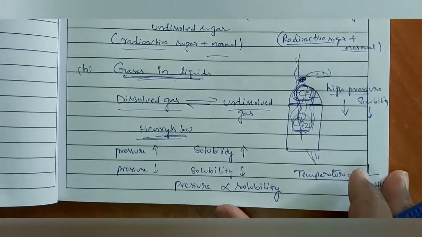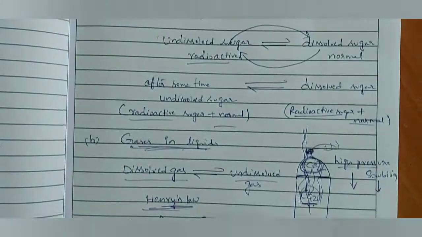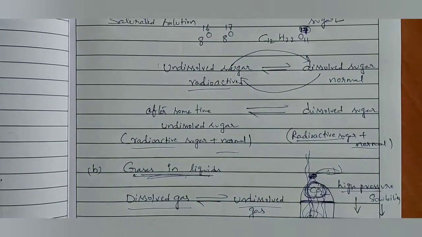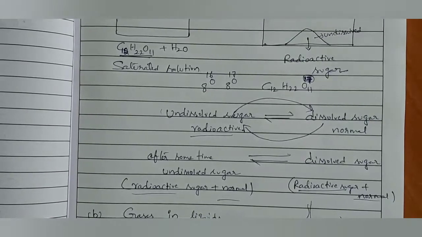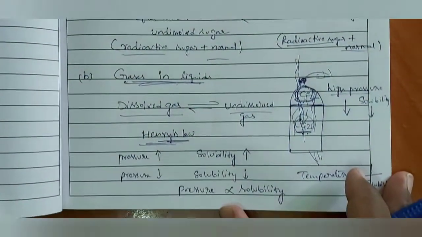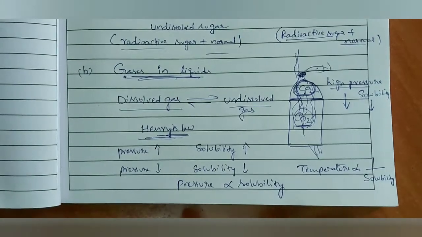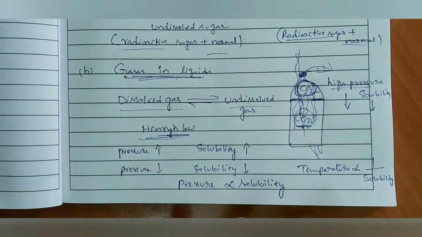Equilibrium is established between dissolved gas and undissolved gas. In the same way, equilibrium is established between undissolved sugar and dissolved sugar. That is solids in liquid solutions. This is gases in liquid solutions. This is about completion of physical equilibrium.